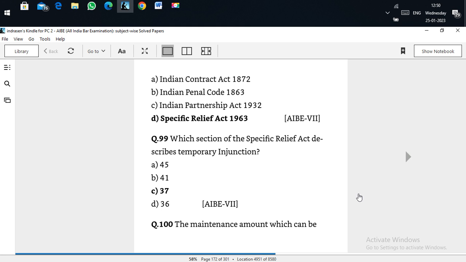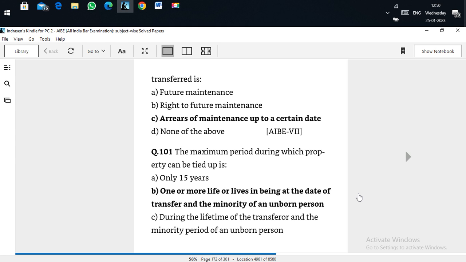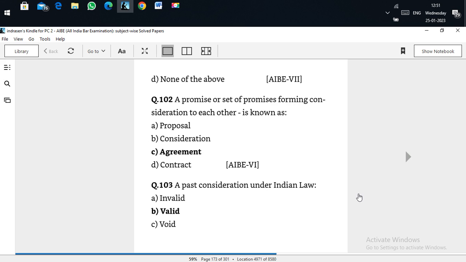The maintenance amount which can be transferred is arrears of maintenance up to a certain date. The maximum period during which property can be tied up is one or more lives in being at the date of transfer, or the minority of the unborn person.